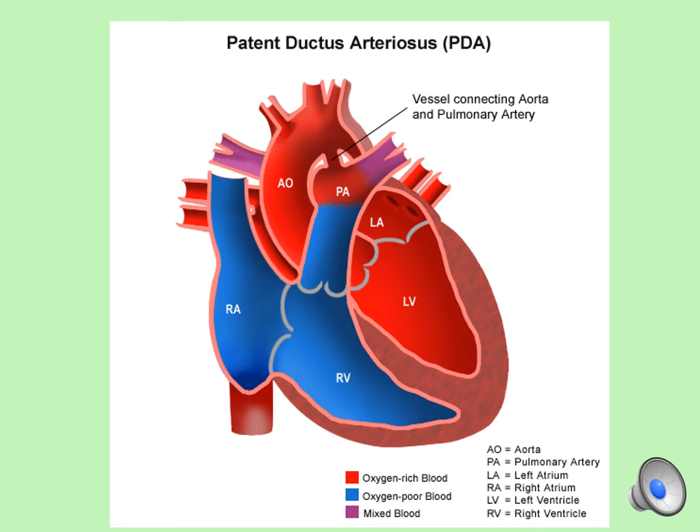So this is an image that shows the PDA and how it looks when it is patent. So again, just to reiterate what we said on the previous slide, the PDA is a vessel that connects the aorta to the pulmonary artery, and it's one of the essential shunts in fetal circulation, which is responsible for shunting deoxygenated blood from the right ventricle through the descending aorta, bypassing the fetal lungs, which do not oxygenate in utero.